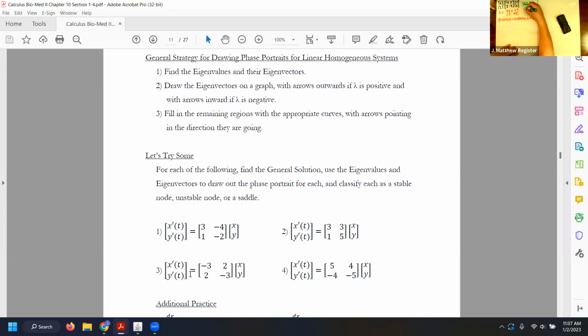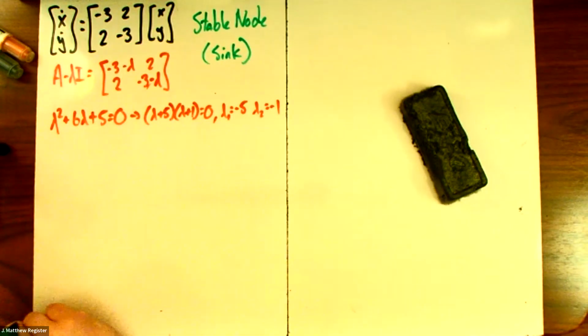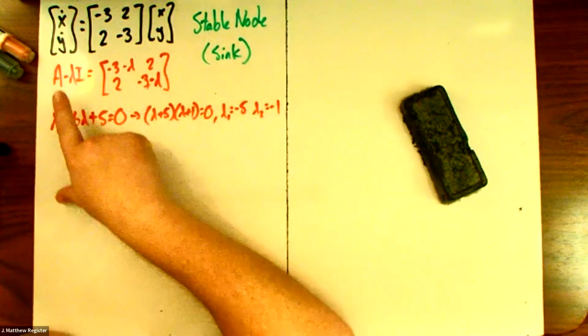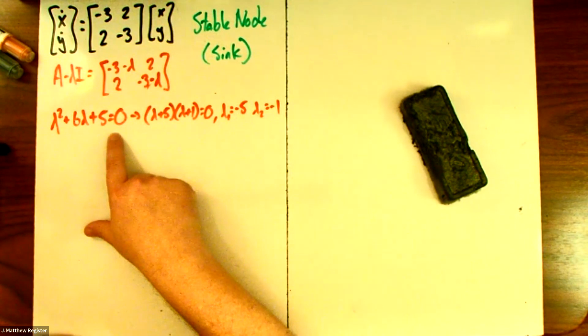Also known as a sink. And the way that we know this, whoops, I had the share on the whole time. That's all right. You know the work at this point. And so, yes, we figured out A minus lambda I, and then we created the characteristic equation.